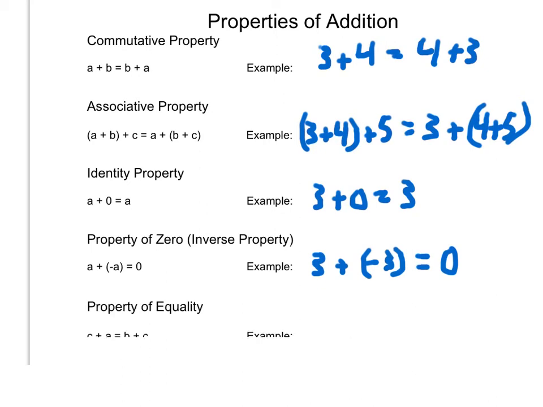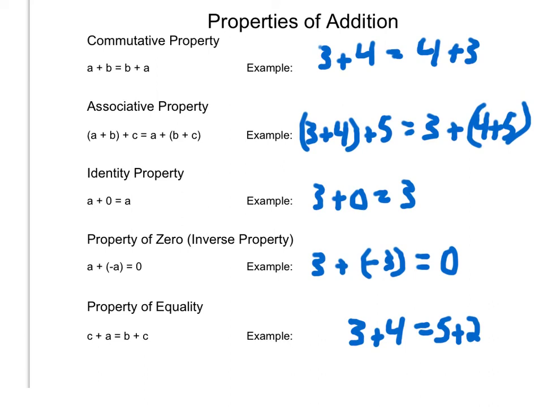Alright, and the last property that we want to talk about is called the property of equality. What the property of equality states is that I can add the same number to both sides of an equal sign and not change the sum. Let's stop and think about this here. If I had 3 plus 4 on one side, and on the other side I had 5 plus 2, those are the same thing. I've got 7 on one side and 7 on the other side.